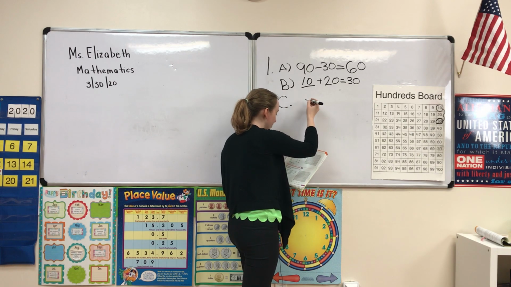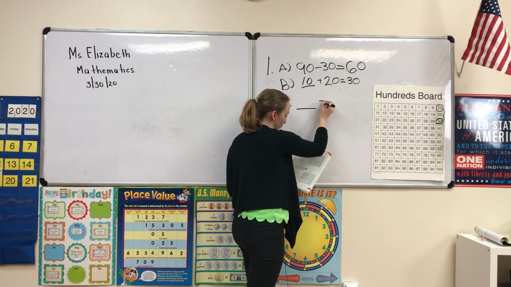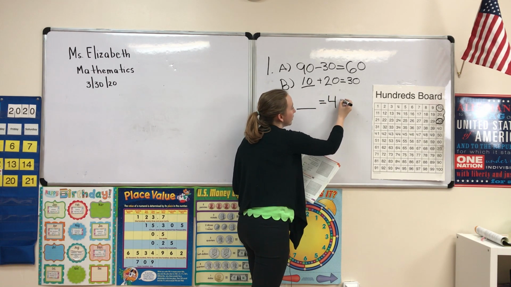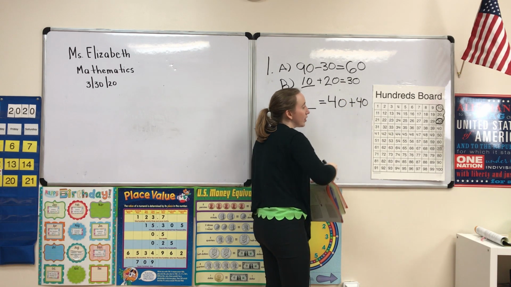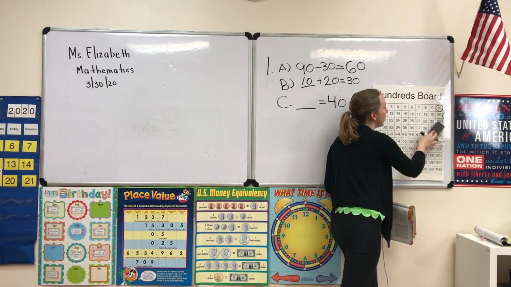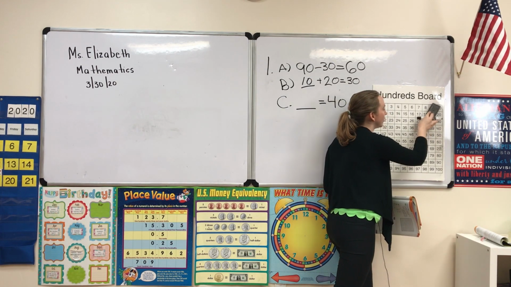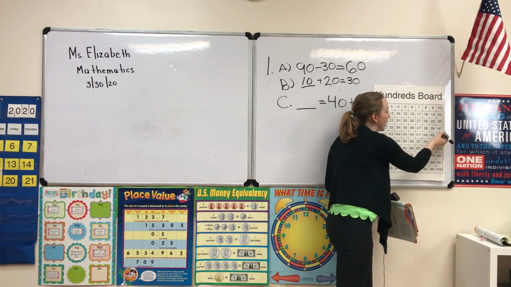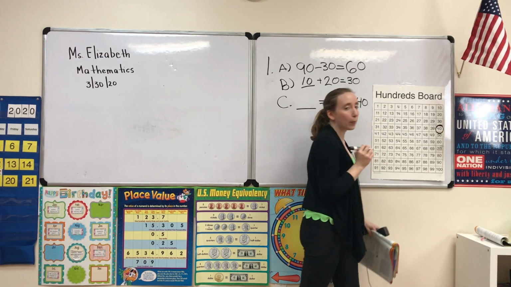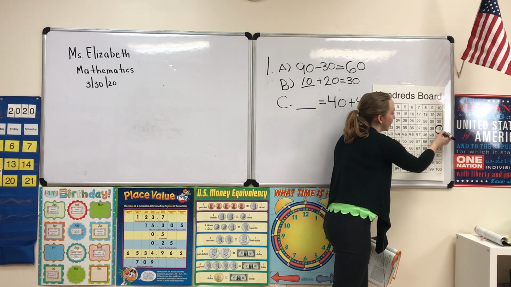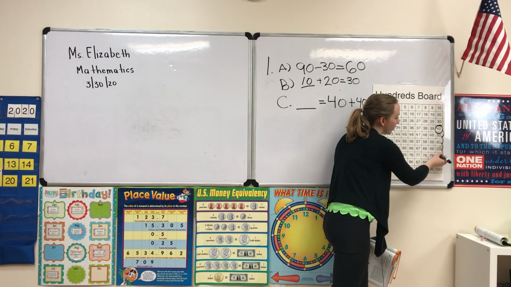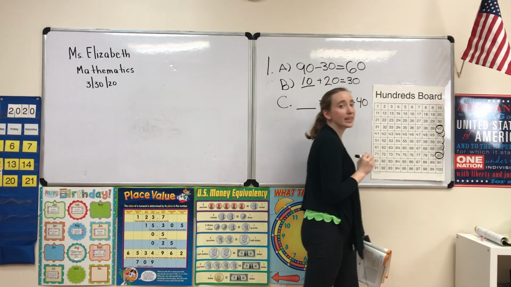C, we have 40 plus 40. I want you guys to go ahead and circle what number you think we're going to start on. You should have circled 40. Now we're going to add 40 more. So we're going to do 10, 20, 30, 40, and you circle your last number, which is 80.